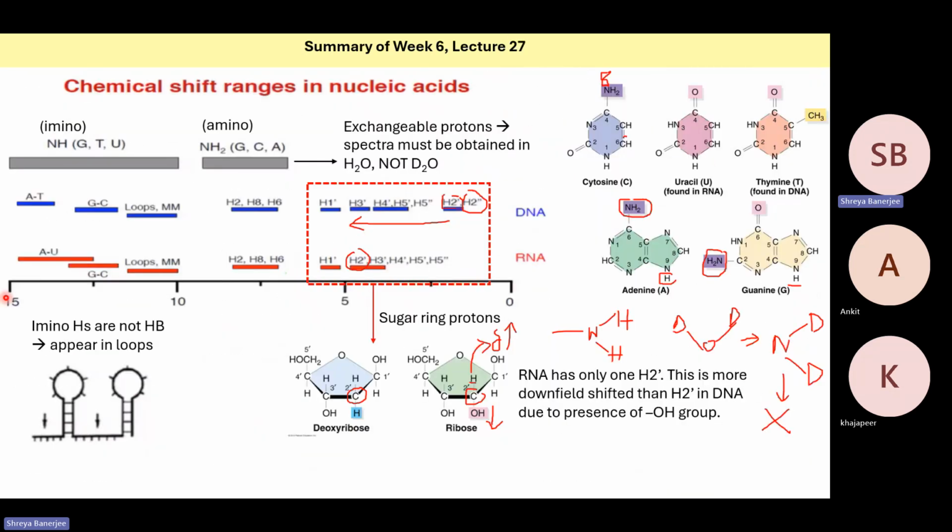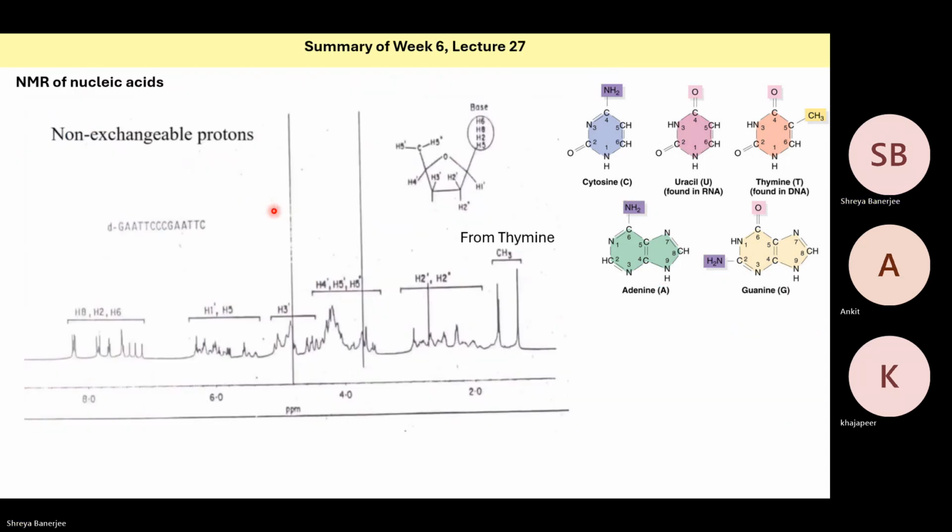Also, the different base pairs like AT, GC, or in case of RNA, AU and GC, will also appear in this range. And if you have loops and other structures, they also appear in this range from 10 to 15. So we will look more into that later, but these are the basic ranges of the protons in nucleic acids that appear in 1H NMR.